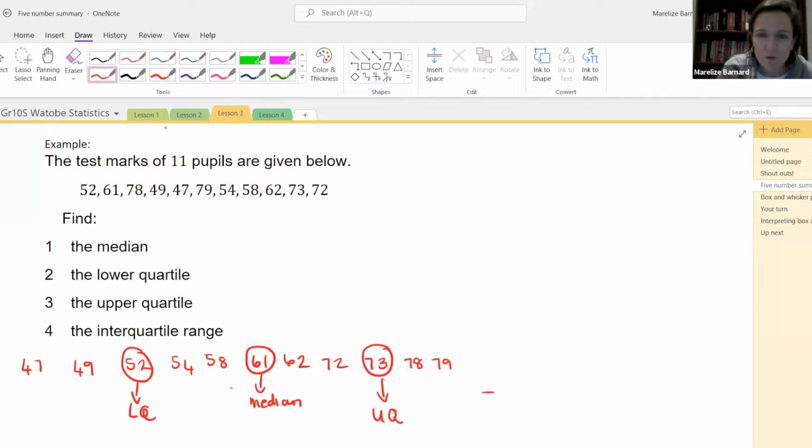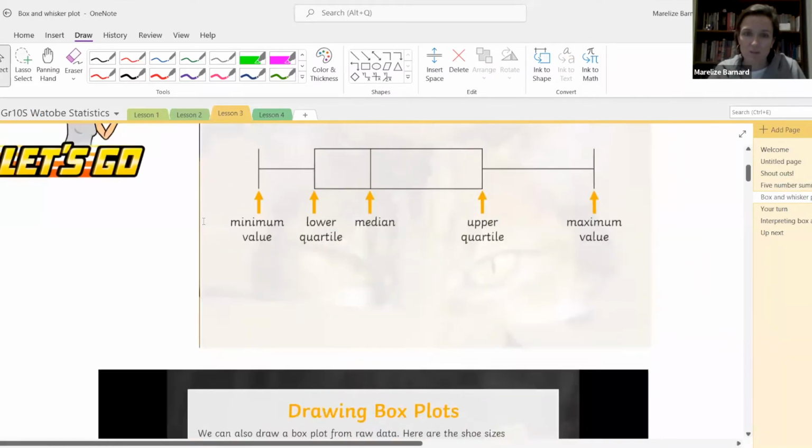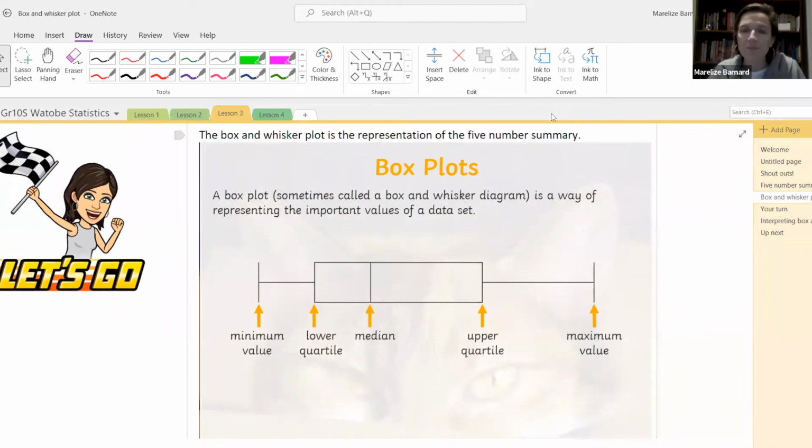And then our interquartile range is the upper quartile minus the lower quartile, and that is 21. Okay, wonderful. Good stuff, everybody. Excellent. Okay, so now we're going to take this and use it to plot this thing called the box and whisker plot. So the 5-number summary consists of the min, the max, the lower quartile, the median, and the upper quartile. And when we are done, we're going to have a diagram looking like this.